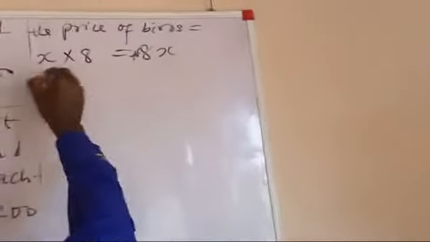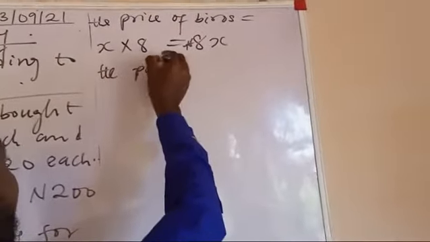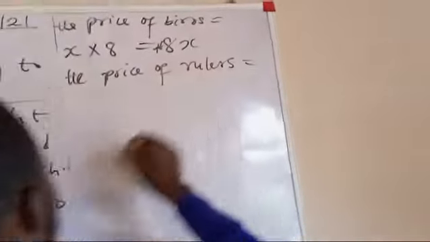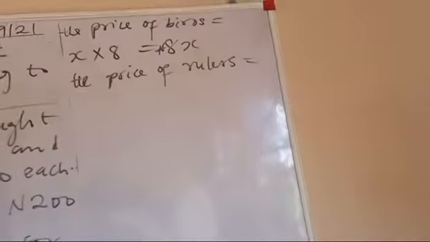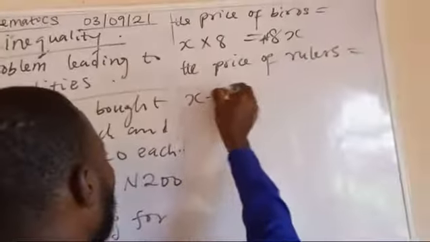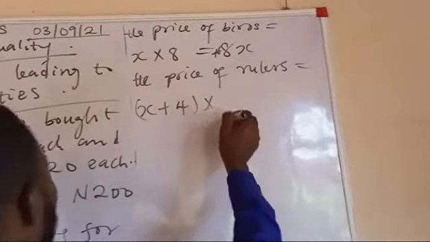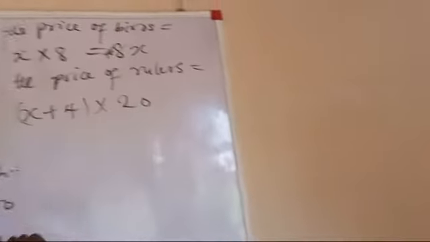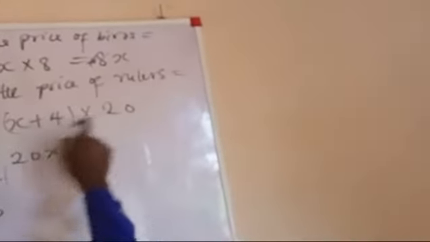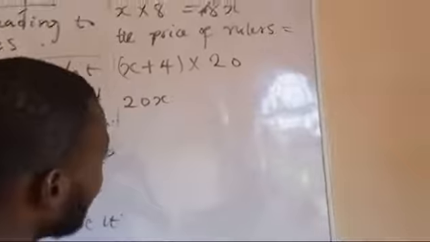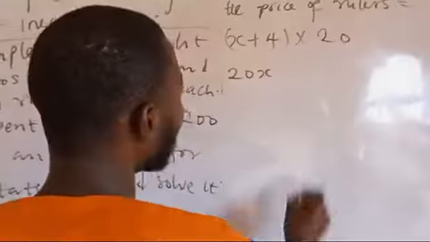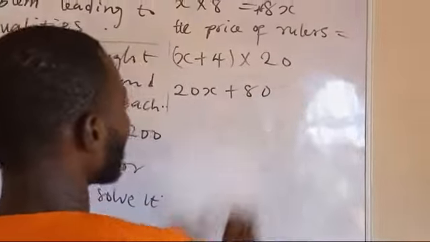So the price of rulers: he bought X plus 4 rulers at, that is X plus 4 times the money, which is 20. So we have to open bracket. 20 times X will give us 20X. 20 times 4 will give us 80. So we have 20X plus 80.